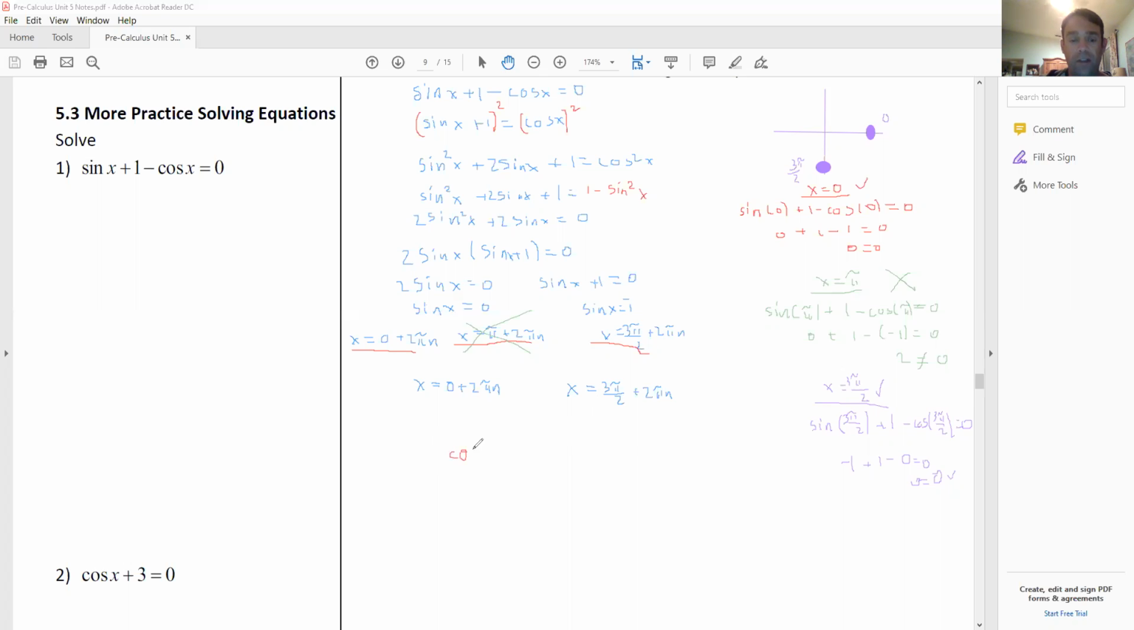So cosine of x plus 3 equals 0. So that means cosine of x equals negative 3. Now we got to think about our graph here. Remember that cosine only goes from 1 to -1. So cosine x equals -3? I don't think so. There is no solution on that one. Not possible.